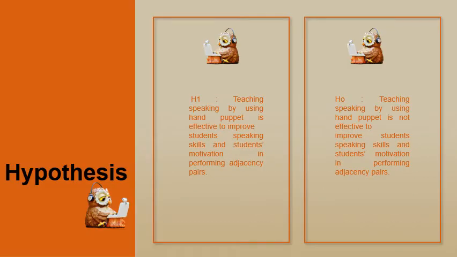Okay, for the hypothesis in this study, H1 is that teaching speaking by using hand puppets is effective to improve student speaking skills and students' motivation in performing agency pairs. And H0 in this study is that teaching speaking by using hand puppets is not effective to improve student speaking skills and students' motivation in performing agency pairs.